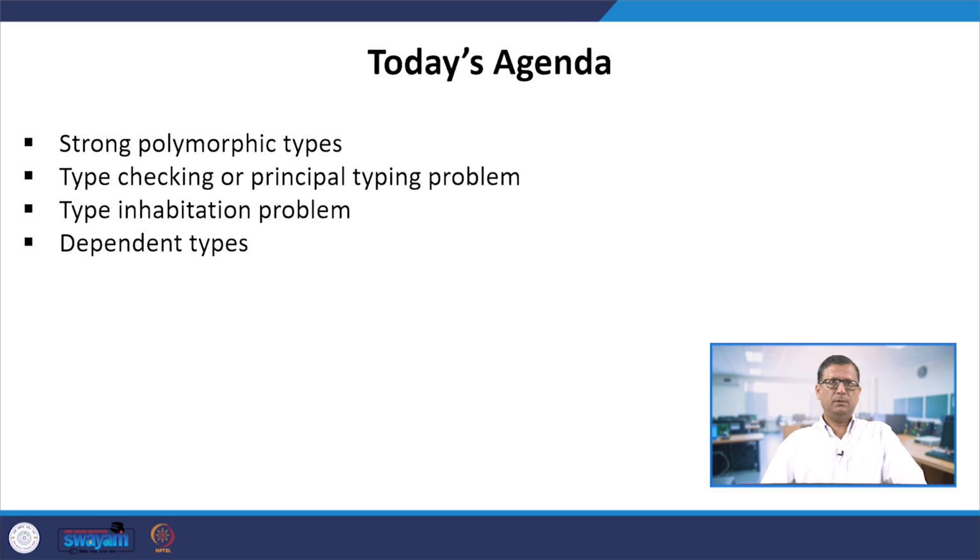Hello everyone, welcome to lecture 20 of this course. In the previous lecture, we discussed the Curry-Howard correspondence. Today we will discuss some concepts like strong polymorphic types, problems like the type checking or principal typing problem, the type inhabitation problem, and dependent types.